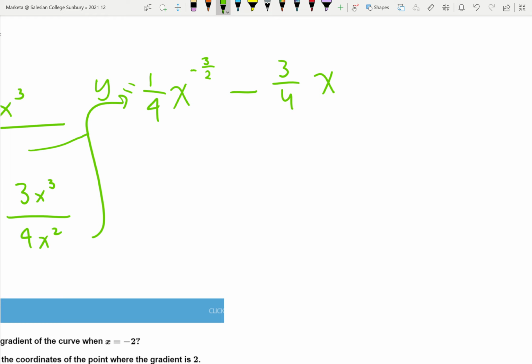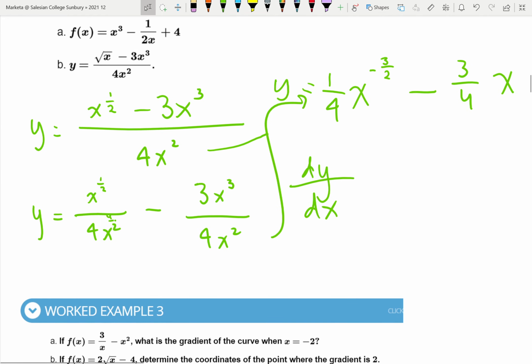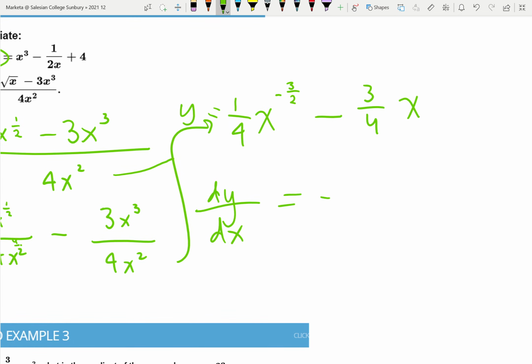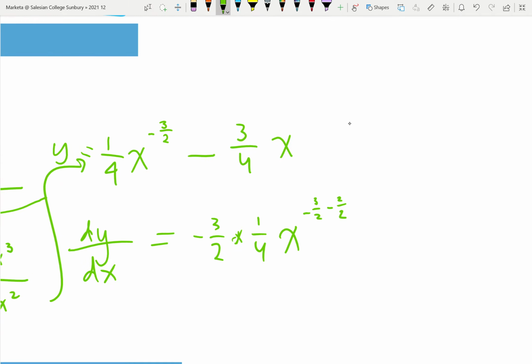So y equals, and then y is going dy dx. So make sure you call it the right thing. So this one was f dash of x because it was an f of x function. So if we're starting with a y function, you're not going to turn that into f dash of x. Call it dy dx. So that's going to be -3 on 2 times 1/4 x to the power of -3 on 2 minus 1. And 1 is 2 on 2. We'll do common denominator, and this minus 3/4. 1 times -3/4 is -3/4, and x to the power of 0.